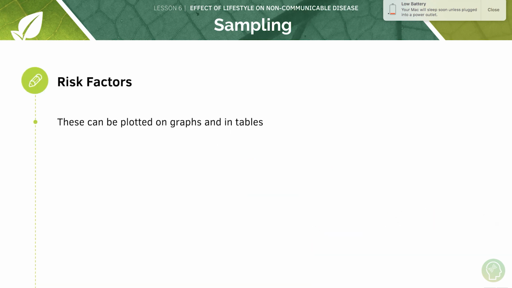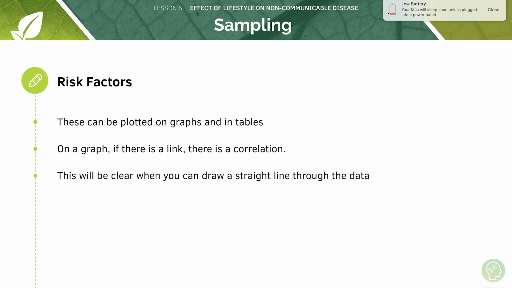So risk factors can be plotted on graphs and in tables, as I showed on the previous slide. And on a graph, if there is a link, there is a correlation. So this will be clear when you can draw a straight line through the data, as we did on the previous slide.